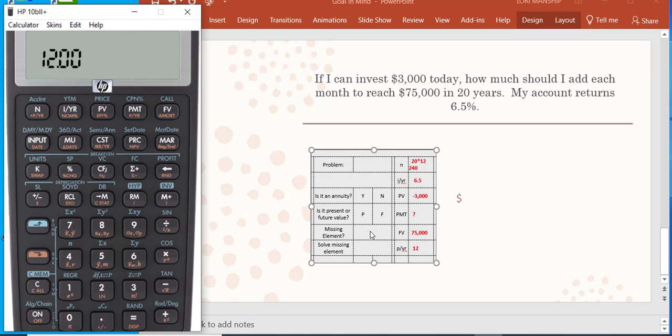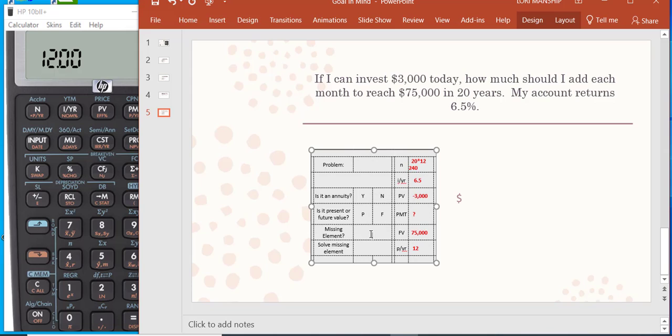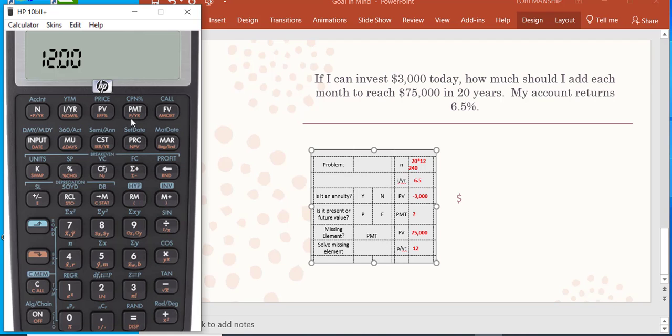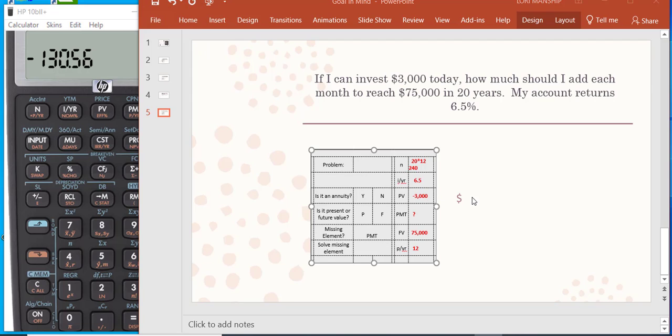And now we have everything programmed in. We just have to hit what we're looking for. And what we're looking for is our payment. And so when we hit payment, it tells us we need to add in $130.56 per month in order for us to get to that goal.